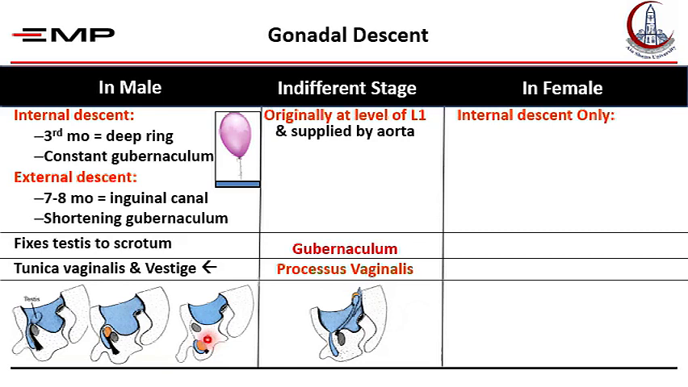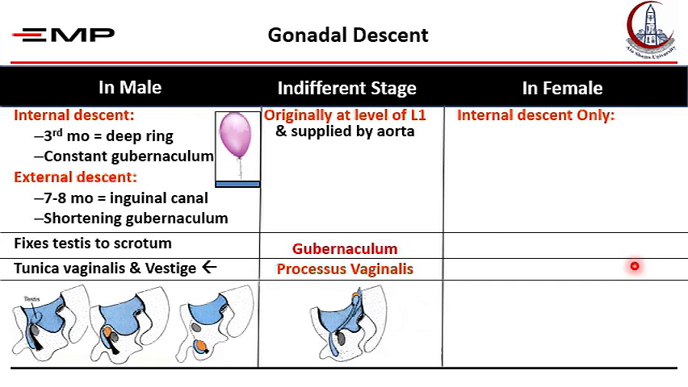The testis invaginates the tunica vaginalis from its back, so it's covered from every aspect, anterior border, both surfaces, upper and lower pole, except its posterior border.